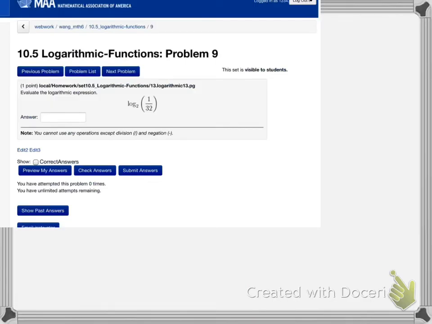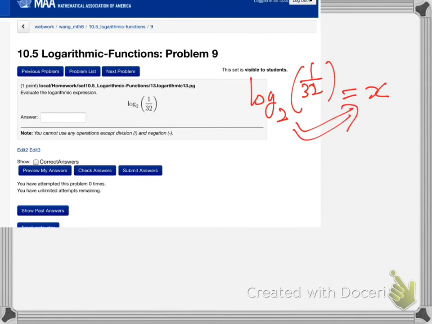Okay, so number 9 is a little bit harder, but the harder part is the exponential equation part. So we want to solve log 2 of 1 over 32. Again, we assume the answer is x. We put both sides in the log notation and then change it to exponential form. So 2 to the x will be 1 over 32. That's the exponential form. So now it is an exponential equation, so we need to change 1 over 32 to base 2.